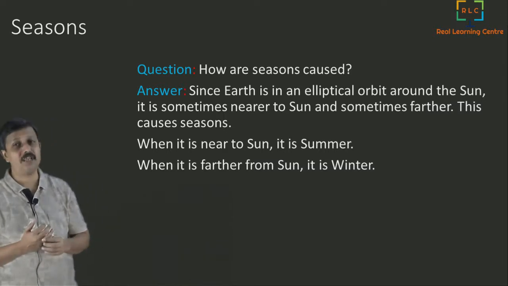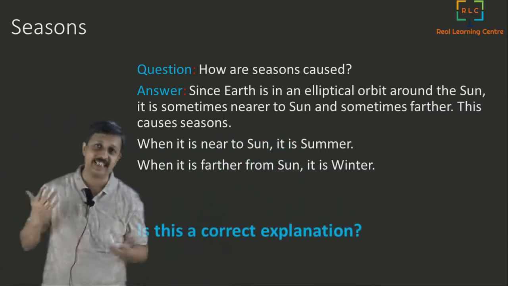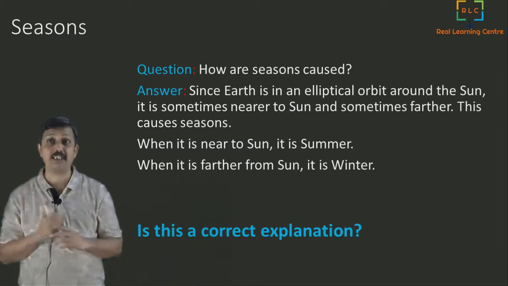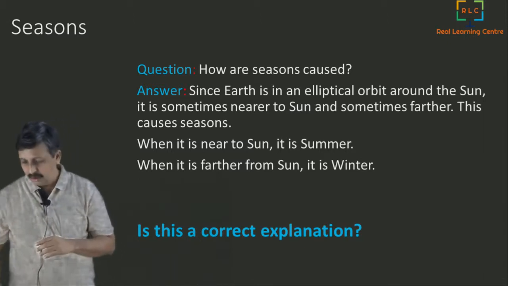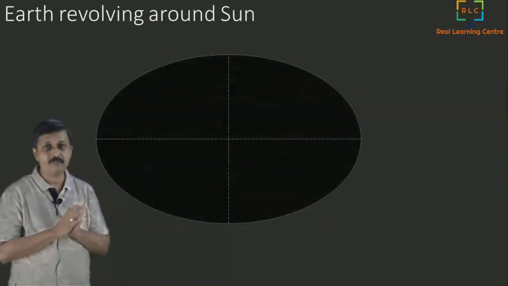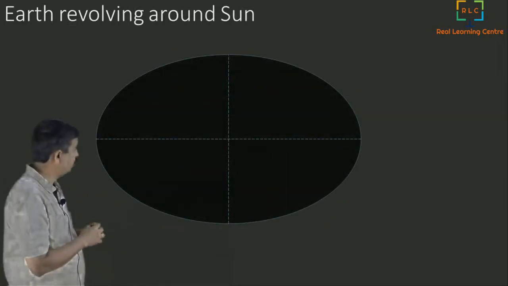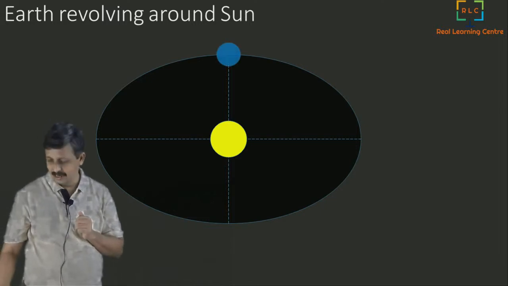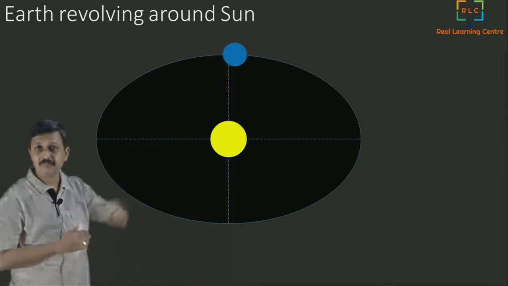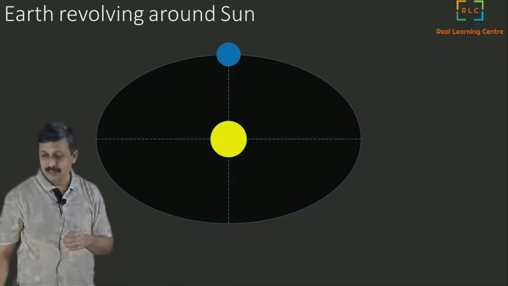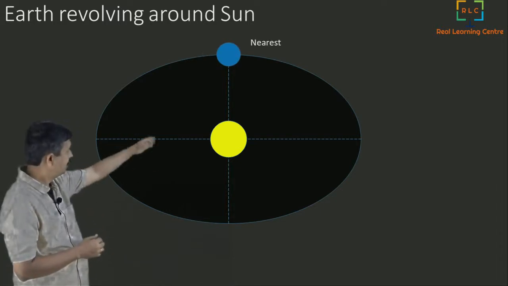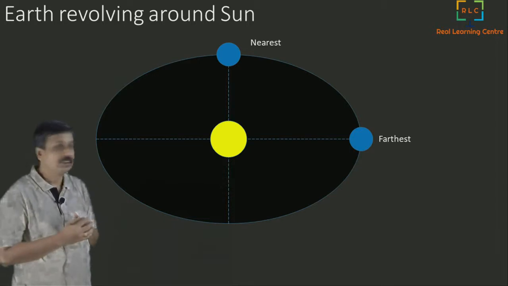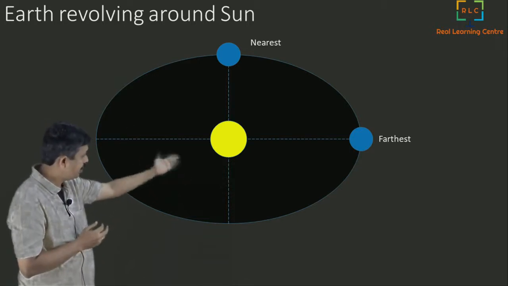Okay, so let's look at this argument. But the question is, do you agree with this argument? Let us see whether this is a correct explanation of seasons. Is it because of the elliptical orbit that the seasons happen? Okay. So now let us look at the elliptical orbit itself. Earth revolving around the Sun. Look at this. The Sun is in the middle, and Earth is on the elliptical orbit, and let us say it goes around like this. So when it goes around the Sun, you can see that it is nearest on that side, and it is farthest on that side. So this is far, this is near, so this should be winter, and that is summer.